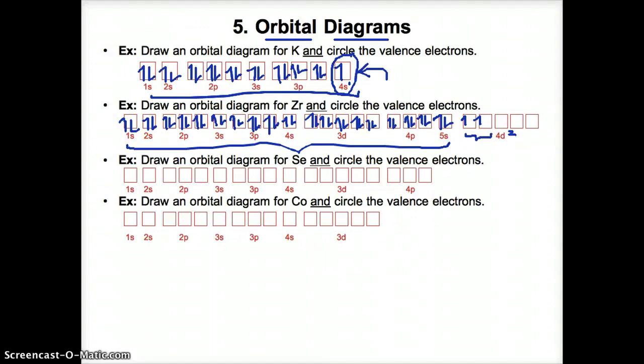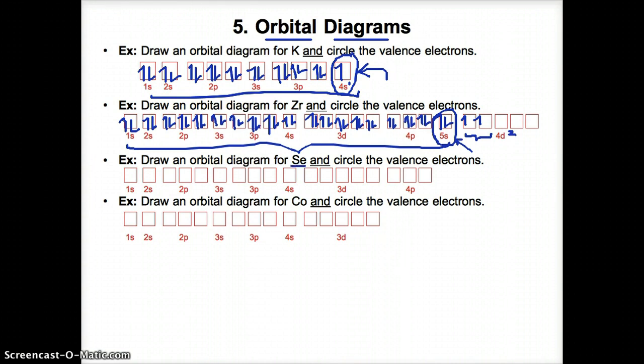This is the orbital diagram for Zr. And if you circle the valence electrons, which are only in the highest principal energy level, you'll see that the highest principal energy level out of all of these is 5, so you only circle the 5s subshell. If you count the number of valence electrons in here, you'll see that you have 2 valence electrons for Zr, which checks out with what you know.